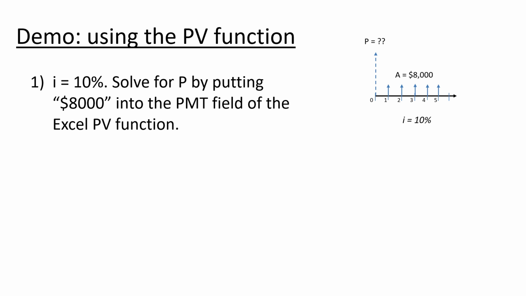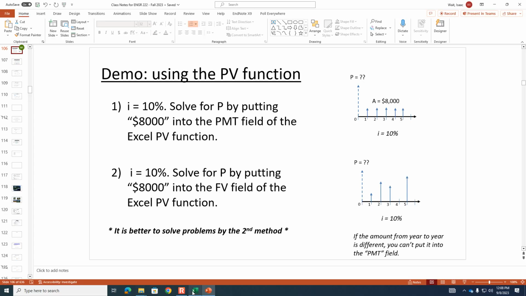All right, so let's do a quick demonstration here of how to use the PV function to calculate the present value. So what I've got is an annual series where each payment that you're going to receive is $8,000 a year for 5 years. The discount rate is 10%, and we want to find out what's the present value of that. So let me go to Excel.